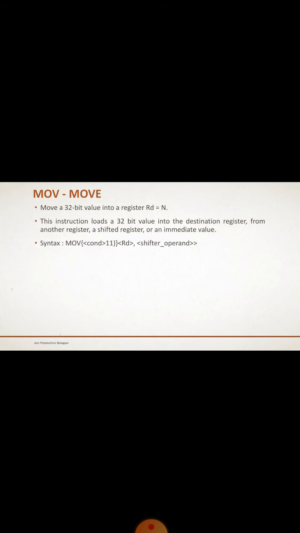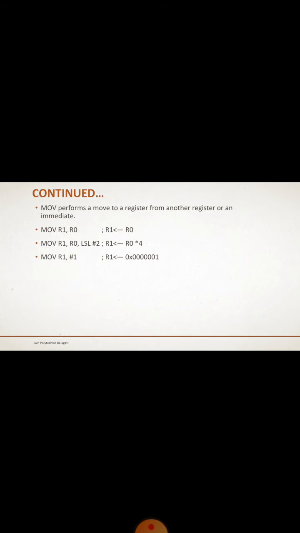Syntax for move instruction: MOV performs a move to a register from another register or an immediate value. MOV R1, R0. R0 is the source register and R1 is the destination register. So contents of R0 are moved into R1. In the second example, MOV R1, R0, LSL #2. In this, first R0 is shifted by 2 positions towards the left. After that, the shifted contents are moved into R1.